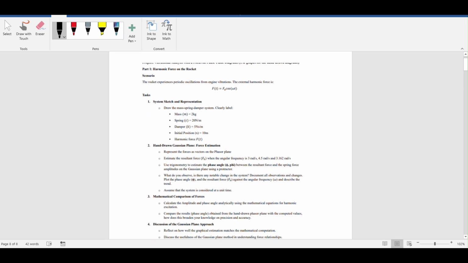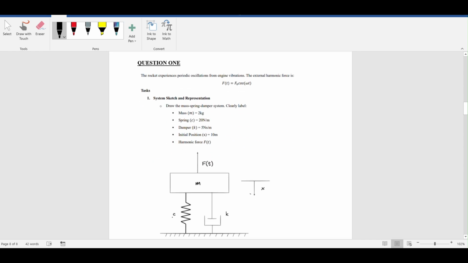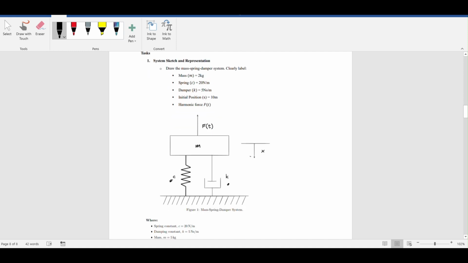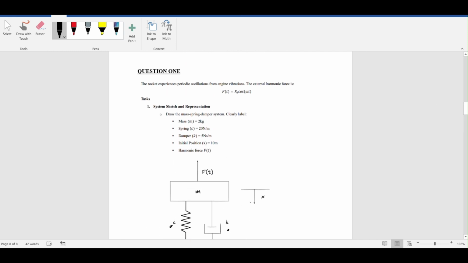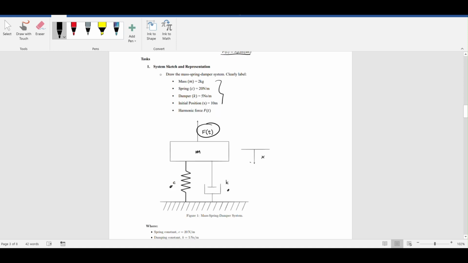For part one of the project assignment, the first question is to just draw the mass damper system. This is the mass, this is the spring, this is the damper, and this is the force F of t acting on it. They say an external harmonic force is acting on it, so you draw your F of t there. Also take note of the values we are given. We're going to use that later.